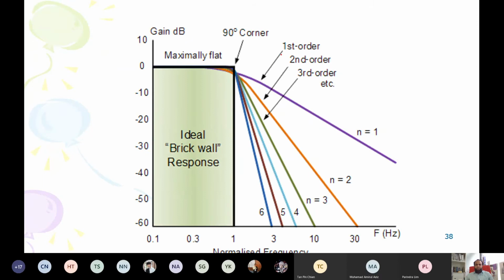Okay, so you can see that this is first order, so very lousy. Second order, better. Third, even better, and so on. See, this n is 1, 2, 3, 4, 5, 6, and if we go to infinite order, it will be like this. Okay, so this is a low pass filter with different orders. At the moment, you don't need to worry about it.